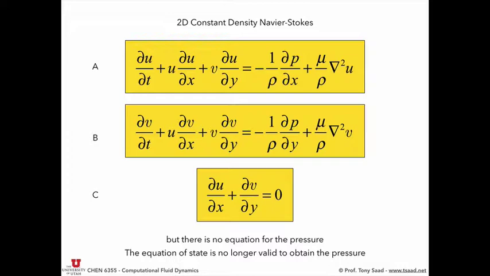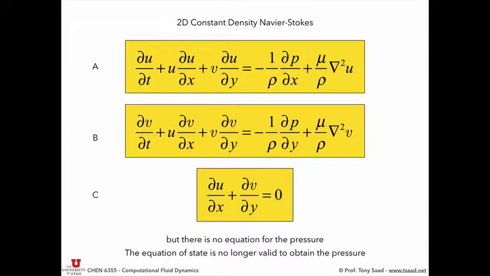So I'm going to show you again the 2D constant density Navier-Stokes equations. Constant density means incompressible. And they're given in this form in 2D. You have the accumulation term, advection term for the x momentum, and then there's the pressure gradient, and then there's the stress tensor. Stress tensor, same thing in the y direction. But then you have this continuity equation, or the mass conservation equation.